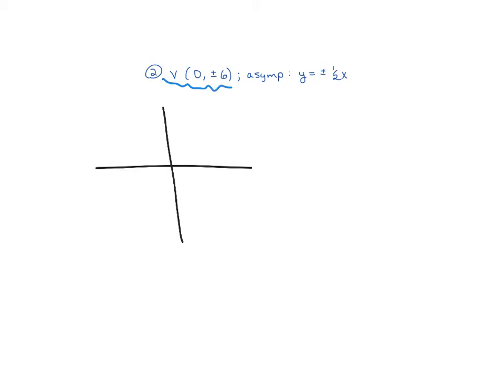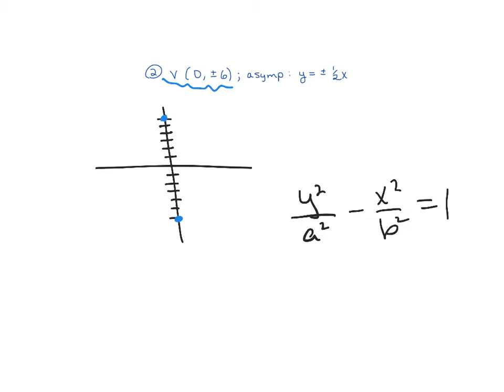Let's try another one. Still with the center at the origin. So again, let's get a visual. Notice this time they gave me the two vertices. It's going to be on the y-axis. 1, 2, 3, 4, 5, 6. 1, 2, 3, 4, 5, 6. So I'm going to put a vertex here at 0, 6 and 0, -6. Now, again, we can see that because our vertices are on the y-axis, this tells me that the y squared is going to come first, then the x squared.